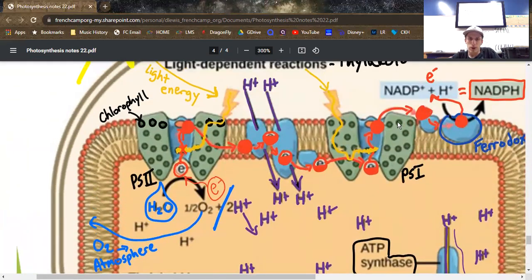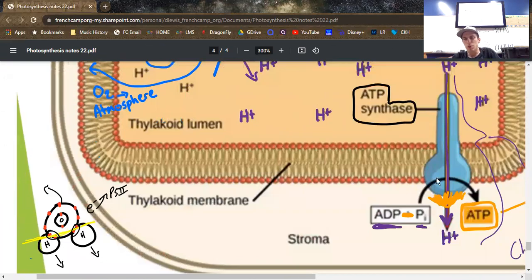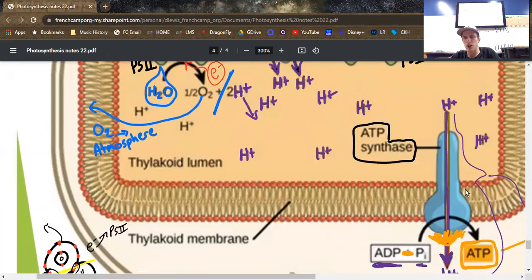So we've talked about the transport chain. We've talked about the H plus. This process is called chemiosmosis. If you go back and look at the notes I gave you at first, it walks you step by step through these. And then at the very end, it talks about chemiosmosis, which is this process of producing ATP.